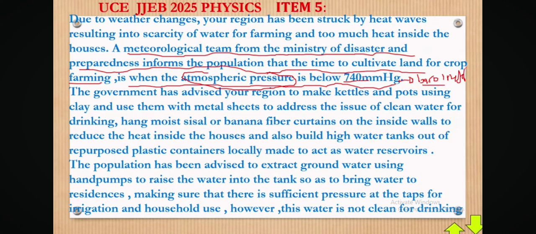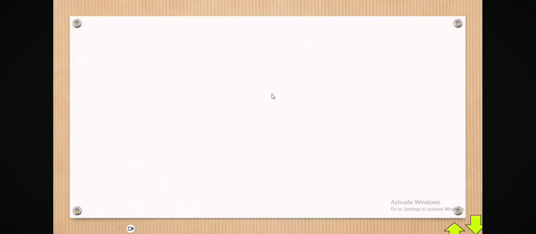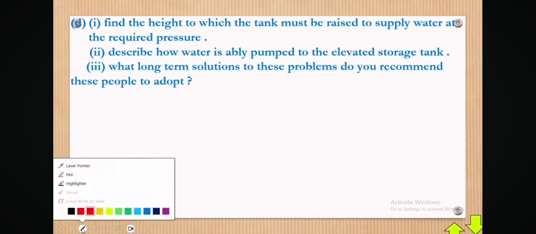Now, of course, these are local people. Do you think they'll be able to buy a real barometer? Not really. But they can make a local barometer, and that's what we have in part A. Let's see how we can make a local barometer in simple terms. To make a local barometer, I'll describe it like this.